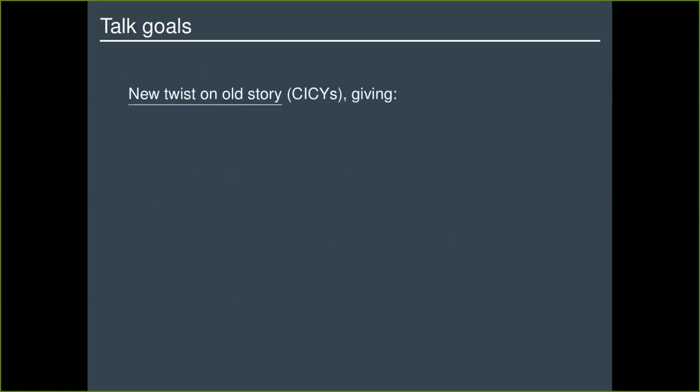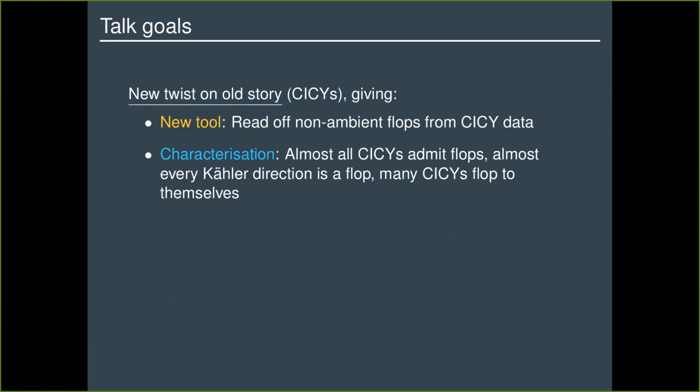So the goal in my talk will be to give a new twist on an old story. CICYs, of course, are quite an old story. Some of the things that we'll get are how to read off these non-ambient flops straight away from the complete intersection data, and I'll use this to characterize the CICY list. So we'll see that almost all CICYs actually admit flops. And moreover, in almost every direction that you move in Kähler moduli space through the Kähler cone boundaries is a flop. Additionally, we'll see that many CICYs actually flop to themselves as well, so isomorphic Calabi-Yaus.